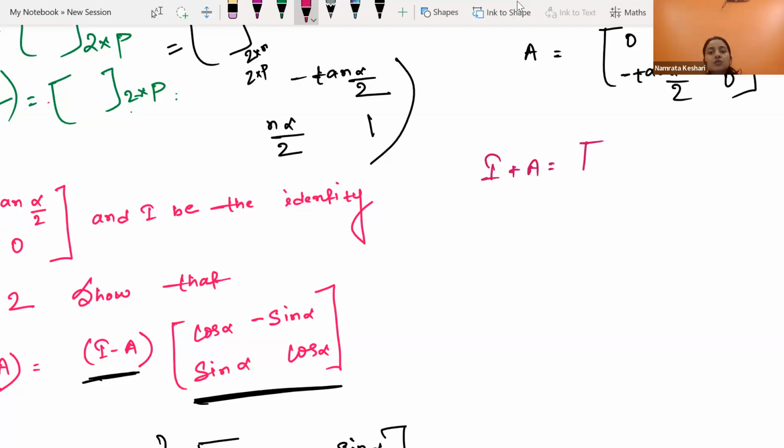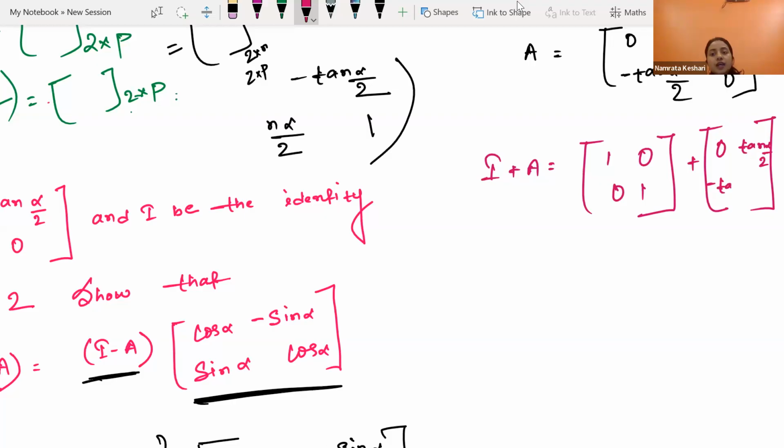I is 1, 0, 0, 1, right? Kiran? Yes. And A is 0, tan alpha by 2. Here we are having minus tan alpha by 2 and here 0. If we add them, what will be the resultant matrix? 1, tan alpha by 2, minus tan alpha by 2, and 1. So for the left hand side, we already have the output in hand.